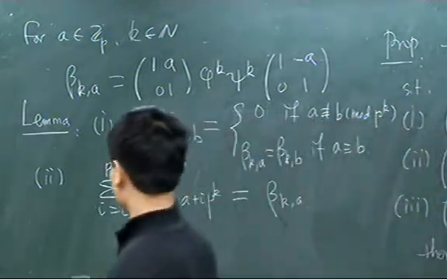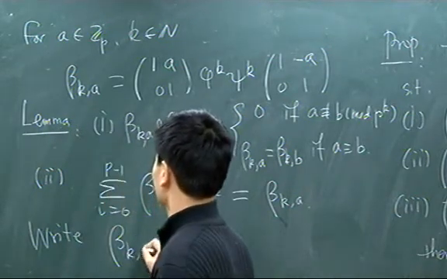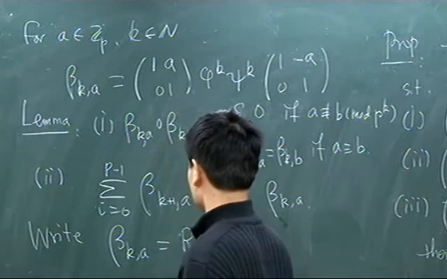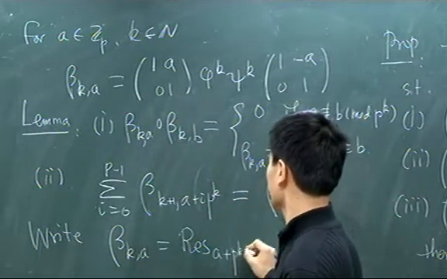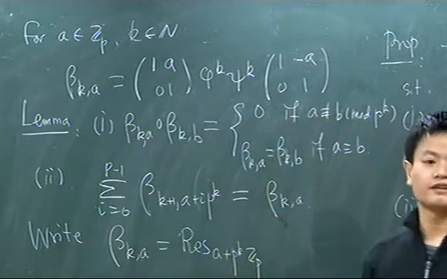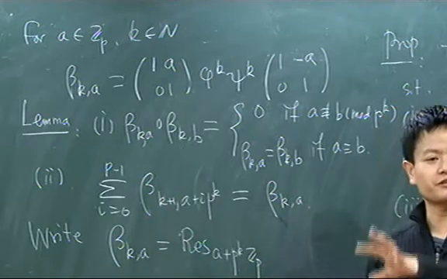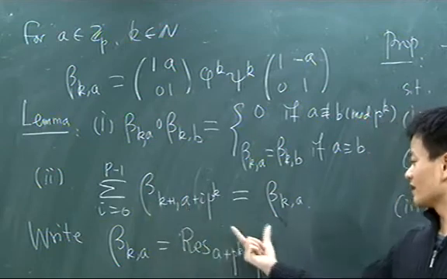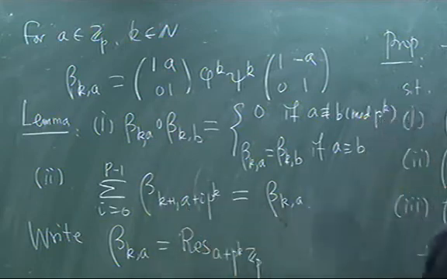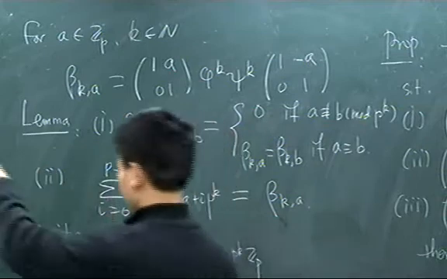So we write this beta k a. If you write down as this restriction, a plus p^k Zp. Now you can see this really satisfies the usual restriction condition. You have this condition and this condition. You just check. Okay. So for any m, we need this.